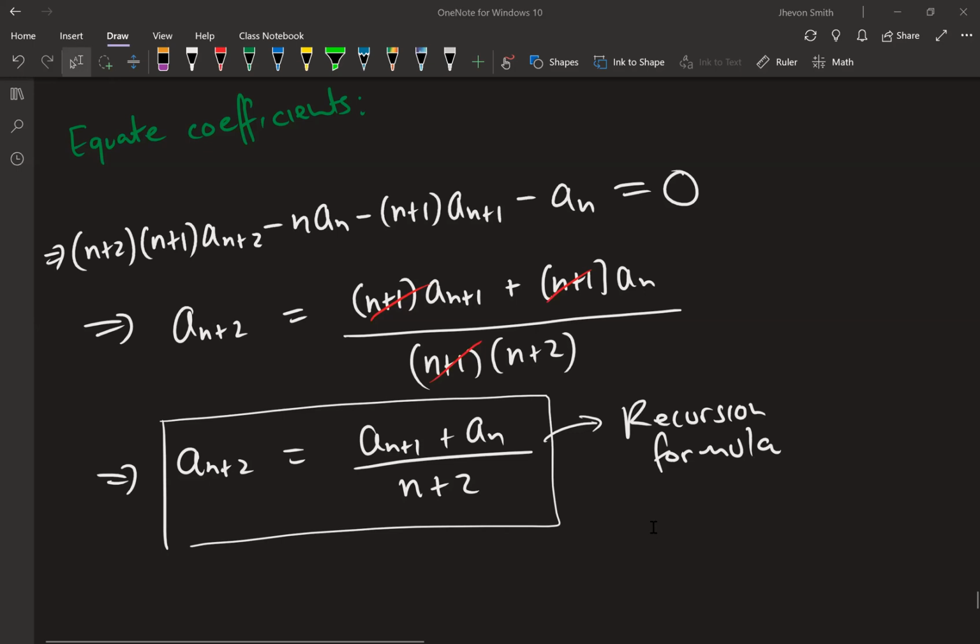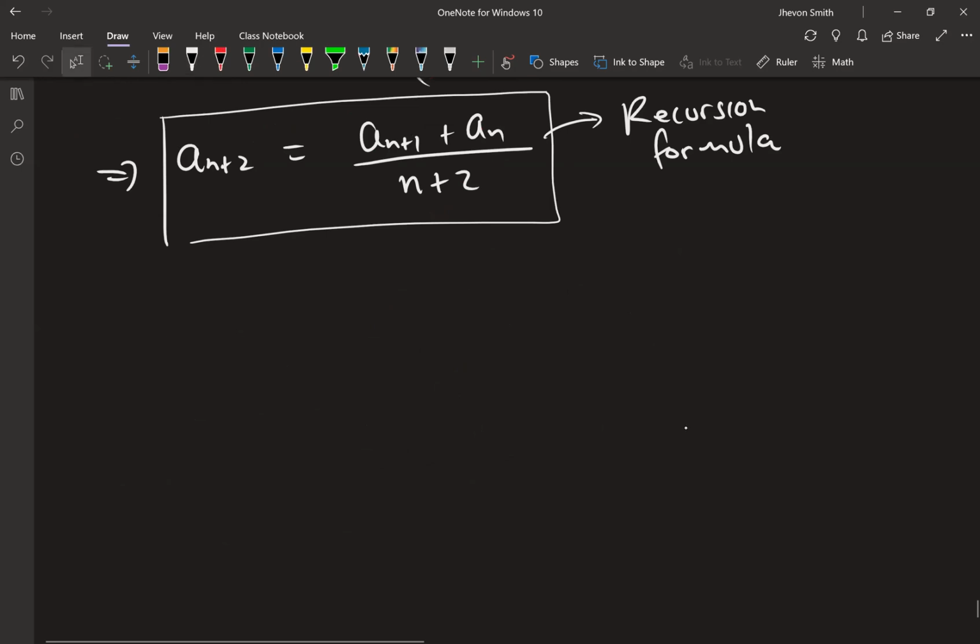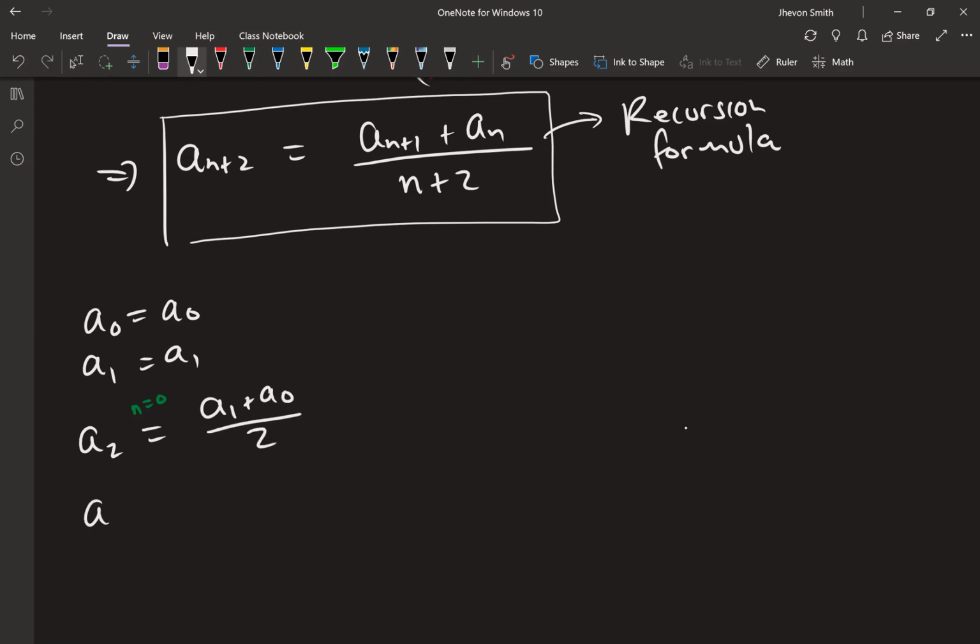And so now we can actually find all the other guys. Here, our a0 is itself. Our a1 is itself. Our a2, now I start plugging into that formula, n equals 0. This will give me a1 plus a0 all over 2. A3, I can plug in n equals 1. This will give me a2 plus a1 over 3.